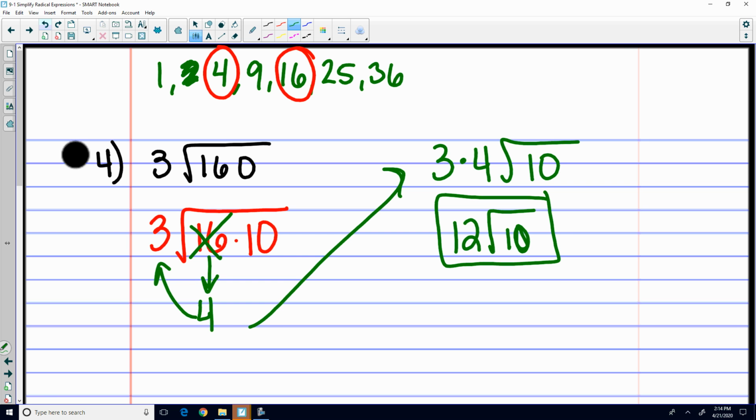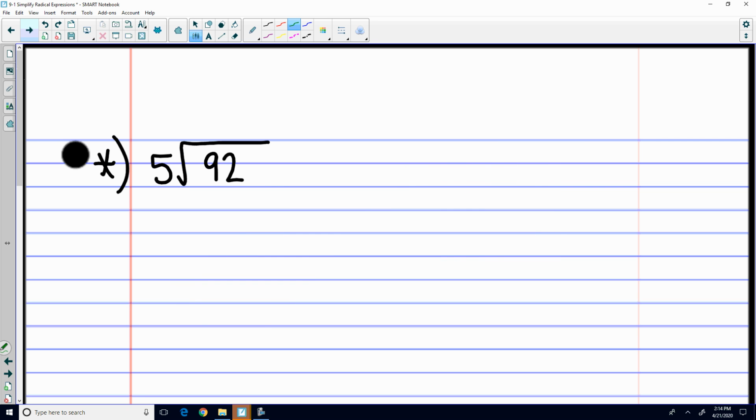And I wasn't clear before, but between this 3 and this 160, or anytime you have a number outside, you are multiplying here, okay? All right, last problem. This is an extra from me. 5 square root of 92.